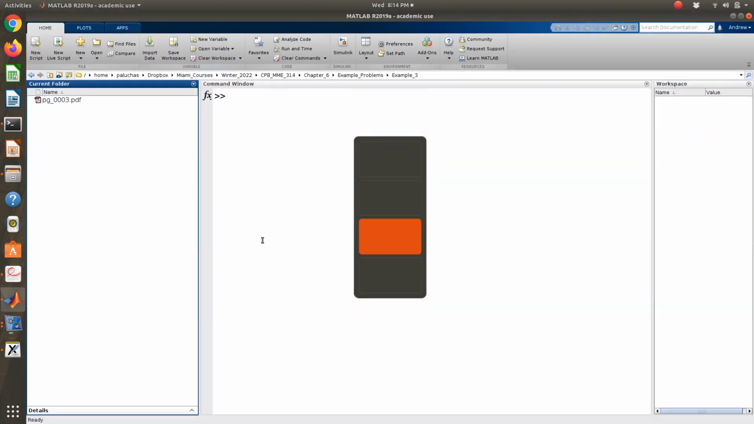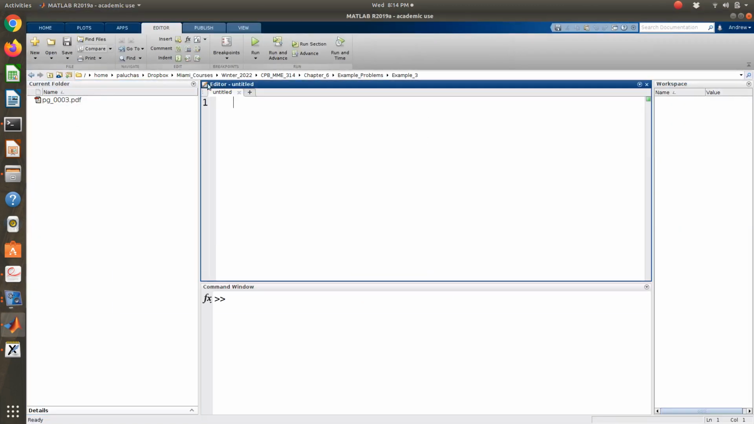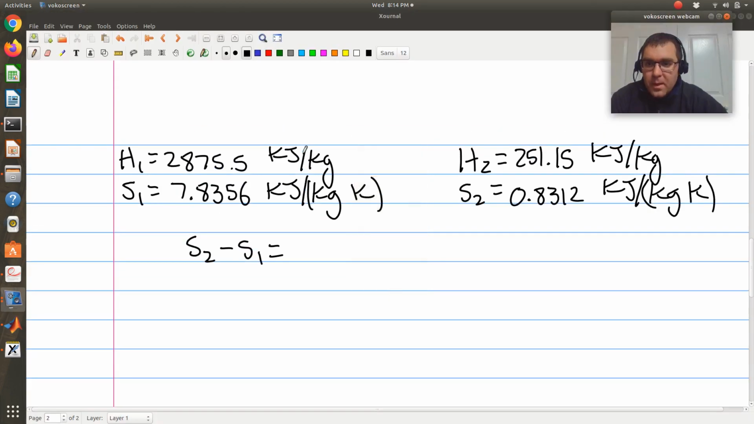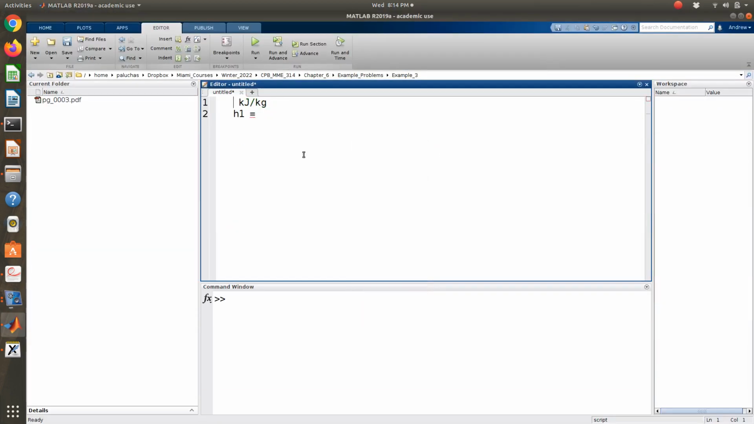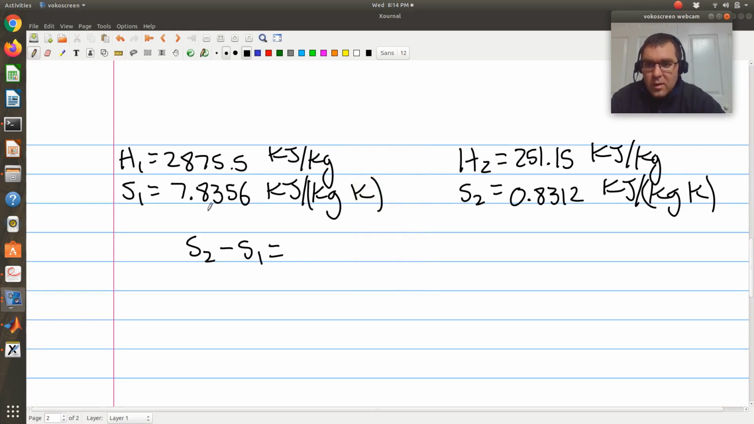So if I come over to MATLAB, let me bring this up. Okay, I'll get a new script. And let me just make a note, kilojoules per kilogram. So H1 is 2875.5. H2 is 251.15.